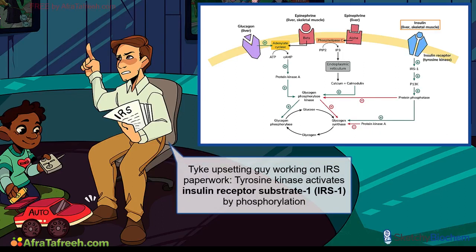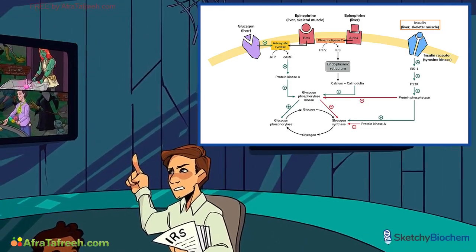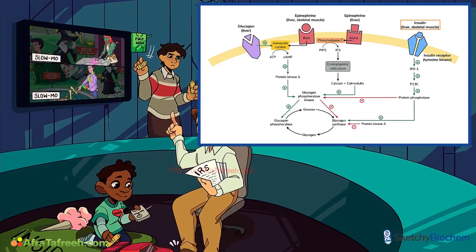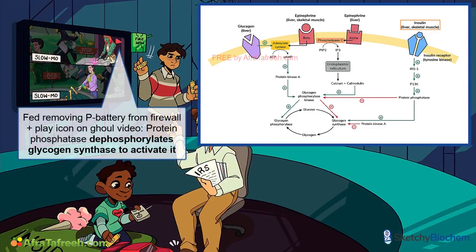You should know that IRS1 activates protein phosphatase via an intermediate called PI3K. Dot your I's and cross your T's. The tax man is here and nothing in life is more certain than death and taxes. And I'll tell you what, our friend from the park doesn't seem like he's happy about what he's doing right now. Protein phosphatase has 2 important jobs.